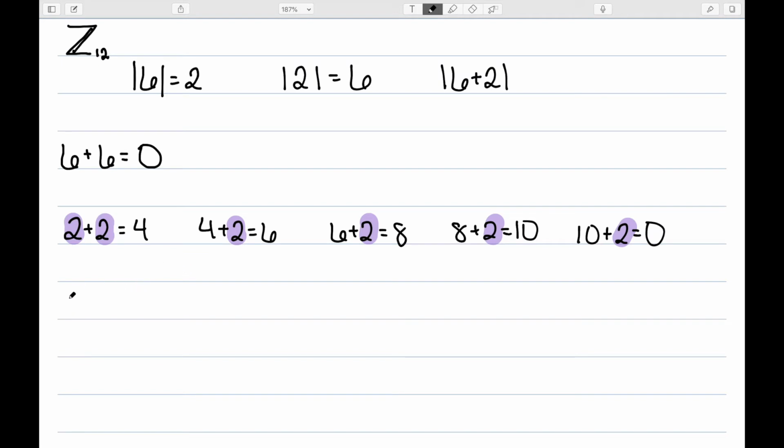Finally, I want to look at 6 plus 2, which is 8. 8 plus 8 is 16. Mod 12 is 4. And then 4 plus 8 is 12. Mod 12 would give me 0. So this time my order is 3.